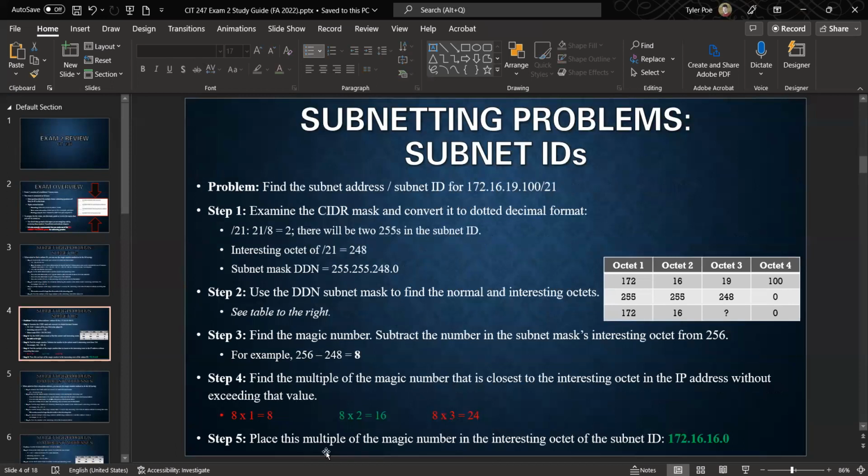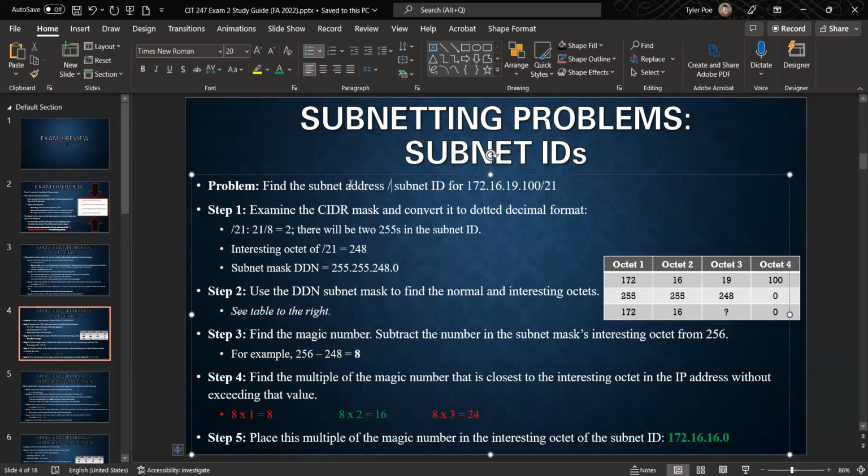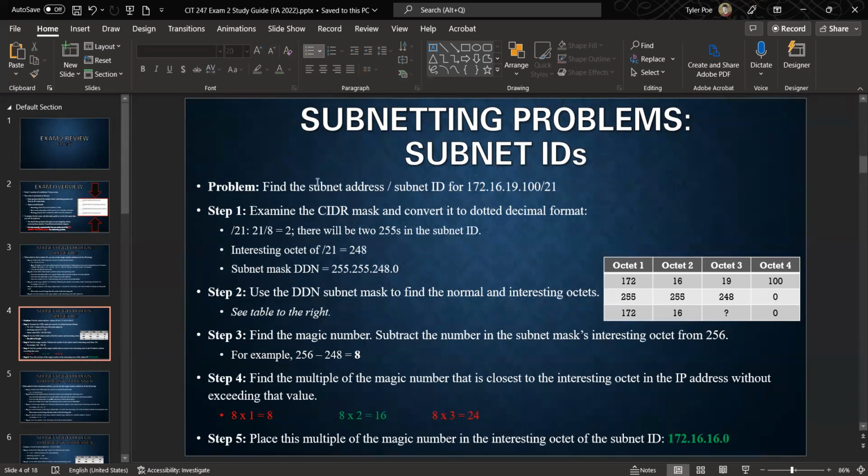So I have the process all written out right here. We have a problem: we need to find the subnet ID, or subnet address, for 172.16.19.100/21. I include the slash here because subnet ID is sometimes called subnet address in these questions. Just to avoid confusion, subnet address is the same thing as subnet ID, and it might appear in the questions in your quizzes and exams.